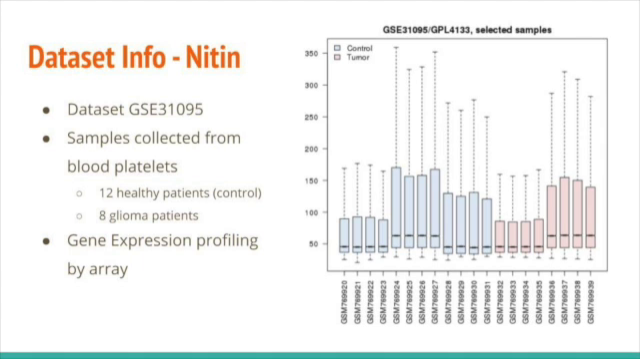So through NCBI, we used the dataset GSE31095, and this specific dataset had 20 total patients, 12 healthy and 8 patients with glioma. On the right, you can see the data that we got from analyzing the dataset through GEO. The red are the 8 glioma patients, and the blue are the 12 healthy patients, which are the control. And you can see that all the reds are lower than each of the blues.